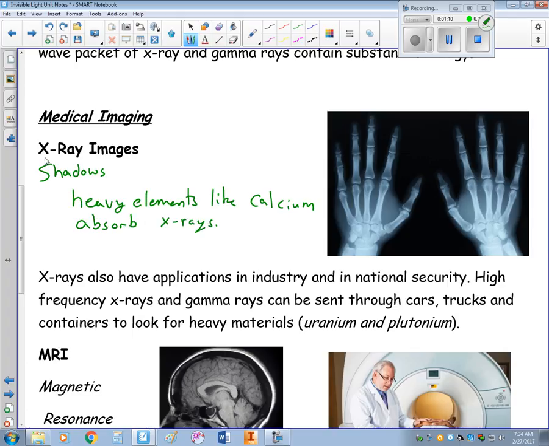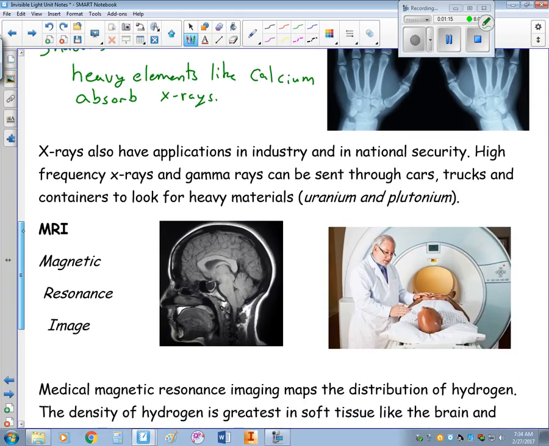So they're being absorbed by some of the heavier elements. Again, another use for X-rays would be in industry and national security. High frequency X-rays and gamma rays are sent through cars and trucks and containers to look for heavy materials like uranium and plutonium. The next type is called an MRI.